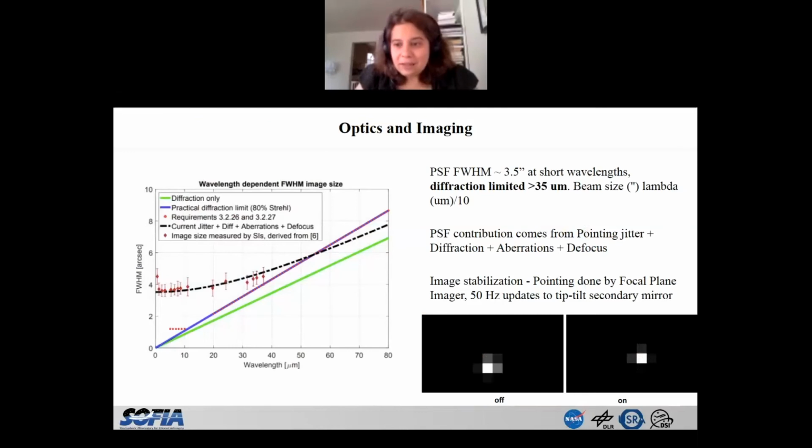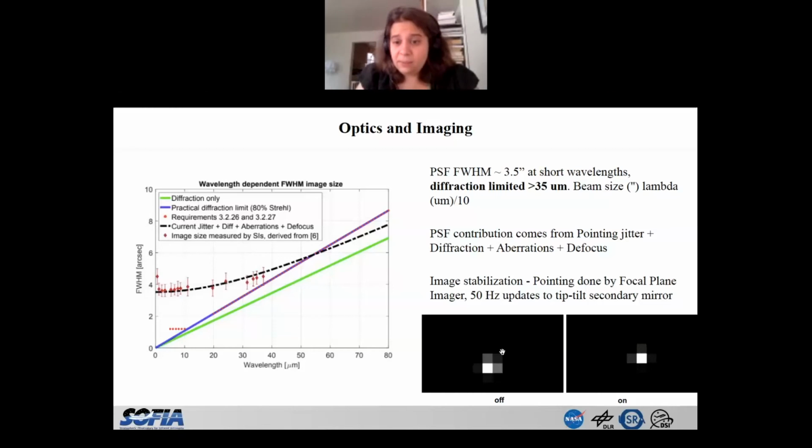2.7 meters, that's big, but it's not gigantic. And considering it is on a plane and there is jitter, there is movement, the images are only diffraction limited above 35 microns. Lower than that, for example at very short wavelengths, you tend to get around a 3.5 arcsecond PSF, and that's really from the pointing jitter. And this is after stabilization is applied, and stabilization works really well.